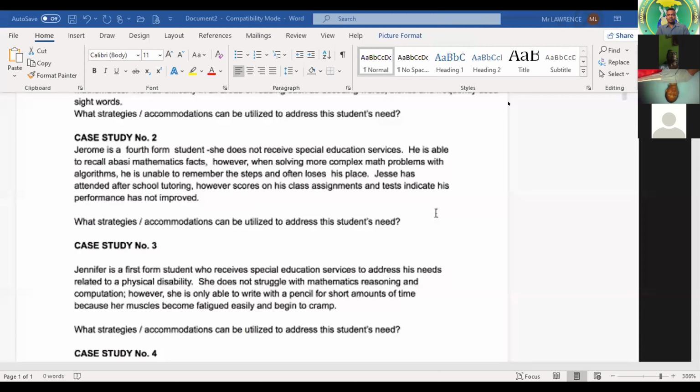Give him more than one way to solve it, and the one that he understands the best, that's the one he could use. So instead of just pushing one method down his throat that he may not understand, you show him different ones.